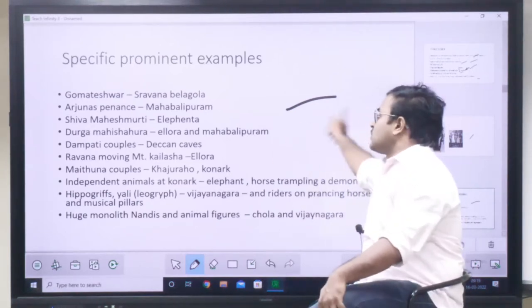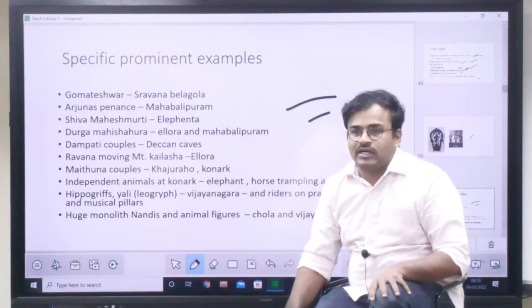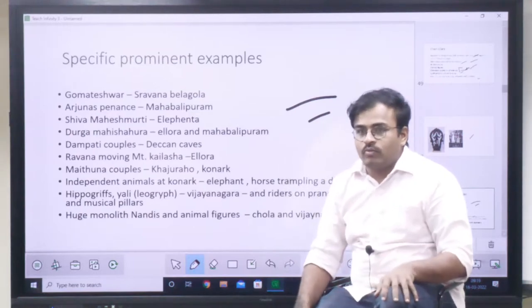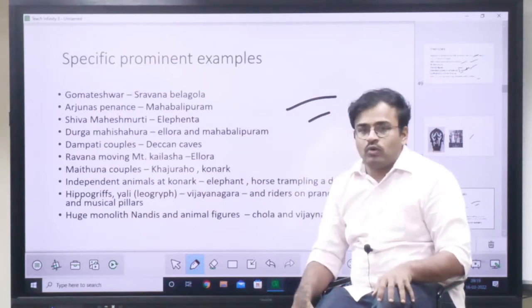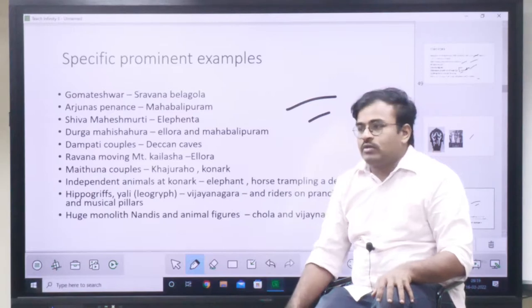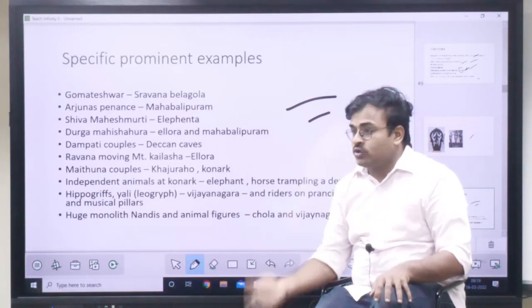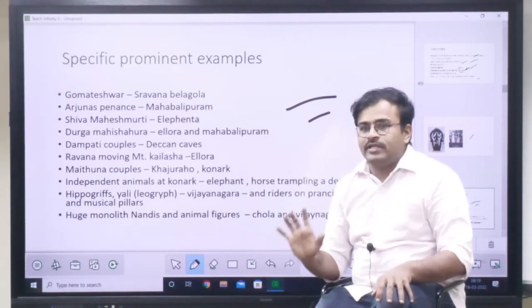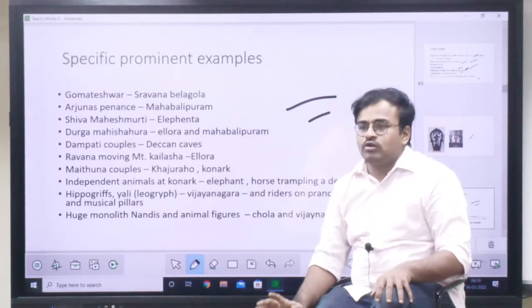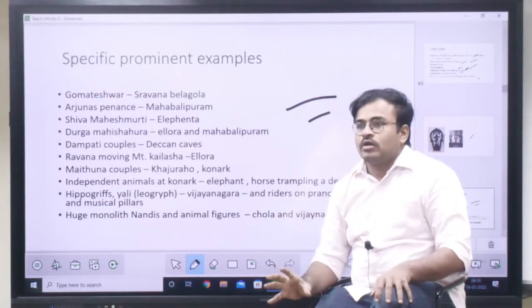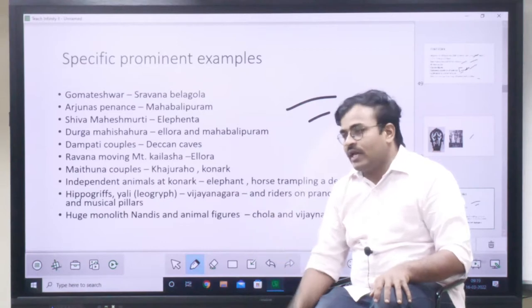And the third one is this Shiva Maheshmurti, which is present at Elephanta. Remember Elephanta? I talked about it in cave temples, which is very close to Bombay. I told you that it was actually destroyed by the Portuguese. But here, one image is preserved very well, and it is considered to be one of the best specimens of Shiva art in cave temples.